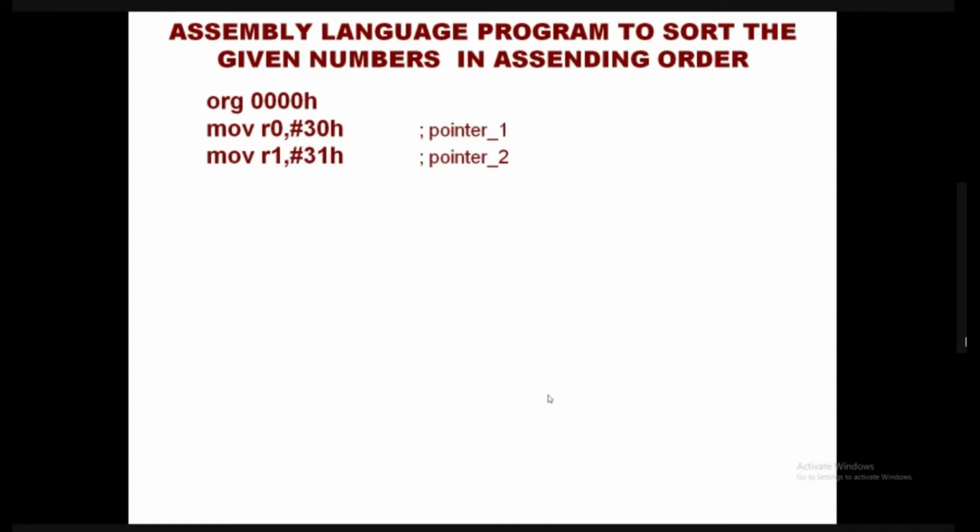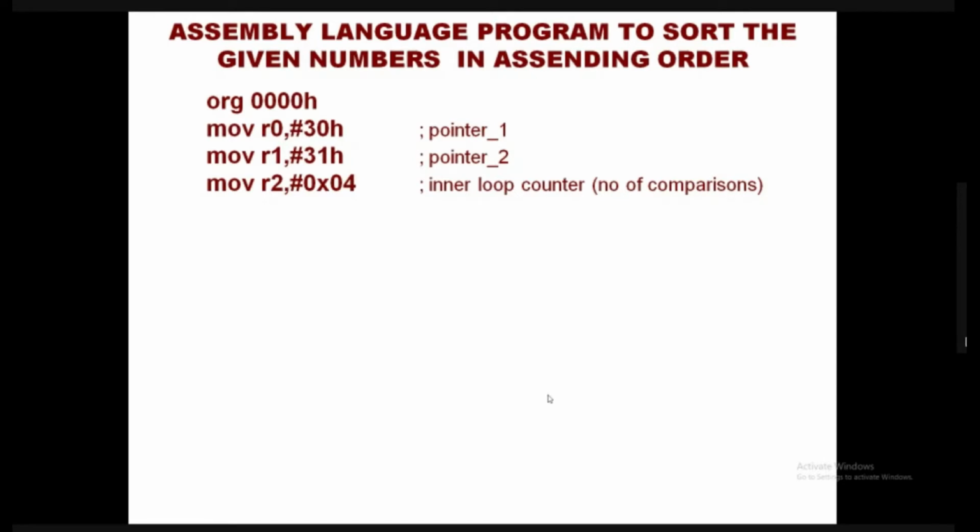Then we are moving to the second memory location because the 2 memory locations need to be compared. So the second register must be loaded with the next address, which is 31, moved to the register R1, which is acting as a second pointer. Then we are using the register R2 to remember the number of comparisons. This is the inner loop counter. R2 is used for n minus 1 comparisons, where n, the number of array elements, is 5. So 4 comparisons are necessary.